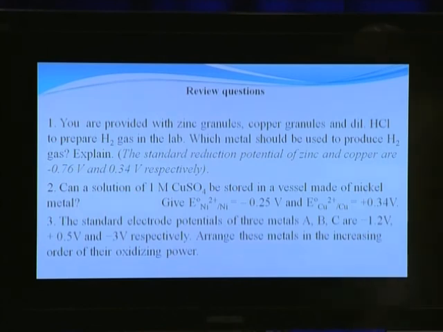And lastly, the last question that we have here: the standard electrode potentials of three metals A, B, C are negative 1.2 volt, positive 0.5 volt, and negative 3 volt respectively. Arrange these metals in the increasing order of oxidizing power.